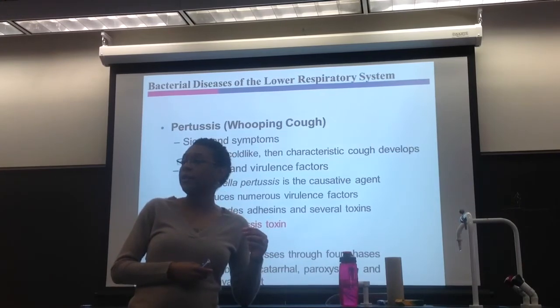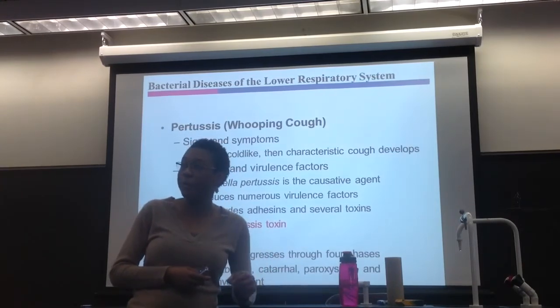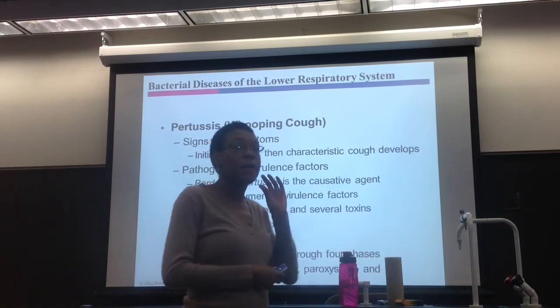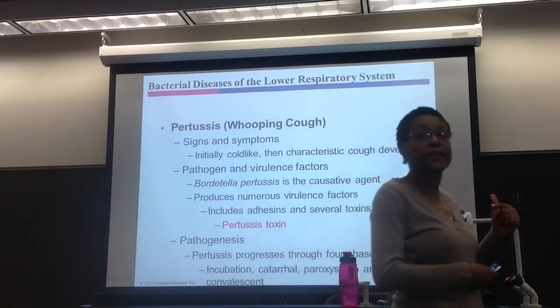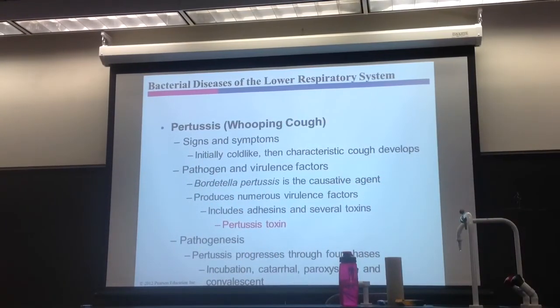You can vomit. And these are children, right? So these are children. They can vomit with all that coughing. They can burst blood vessels in their eyes. They can stop breathing because they can't breathe when they're coughing like that. They can turn blue. It's very bad in children. And then it ends with the convalescent stage, where the symptoms decline during convalescence.